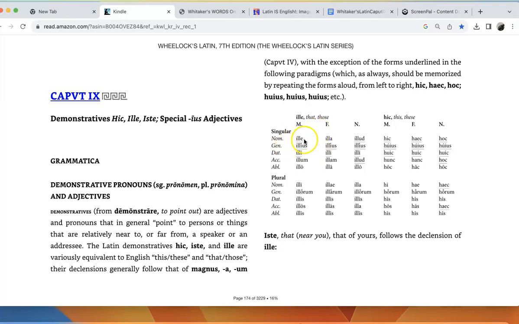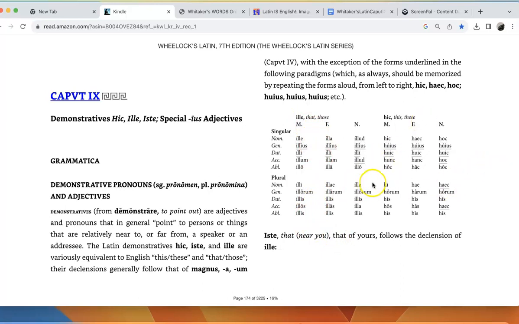learning of these forms. Generally speaking, as your book points out, ille means that or those, and hic means this or these. So with ille, you're pointing away. Hic, you're pointing toward, if you will. So for example, that man, you're pointing to that man. But this man, you're pointing to him, and he is in closer proximity than that man. And your book points this out.